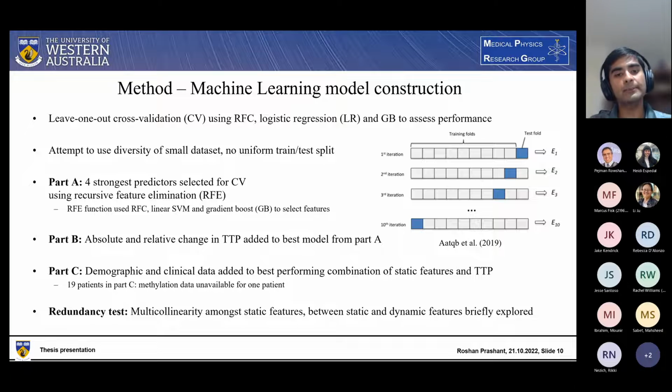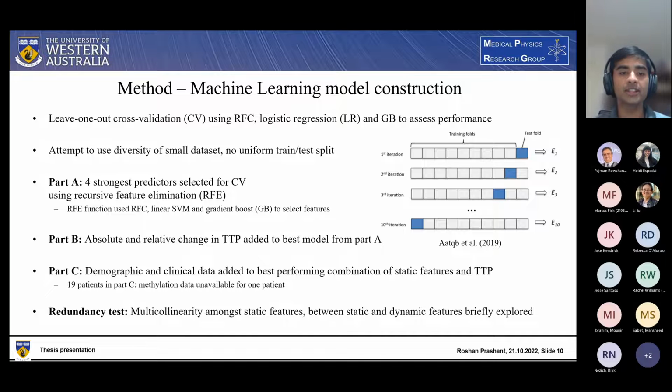In part B, the absolute and relative change in TTP was then added to the best performing model from part A and then compared to the models in part A. And then in part C, the demographic and clinical data was also added to the best performing model from part B, which had the best performing combination of static and TTP changes. We do note that in part C, the sample size of the patients was reduced from 20 to 19, and this was because the methylation data was unavailable for one patient.